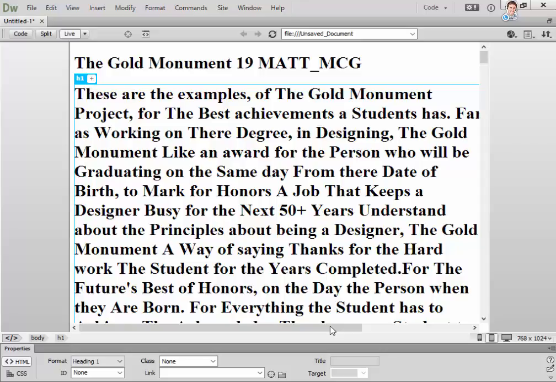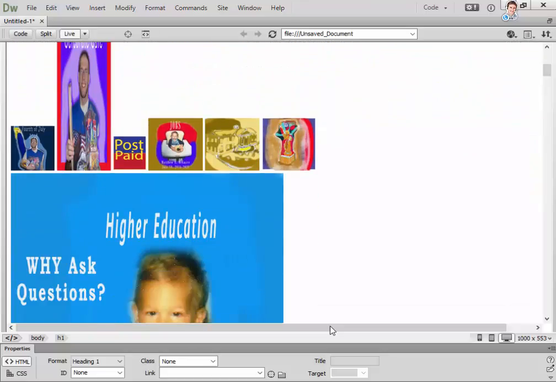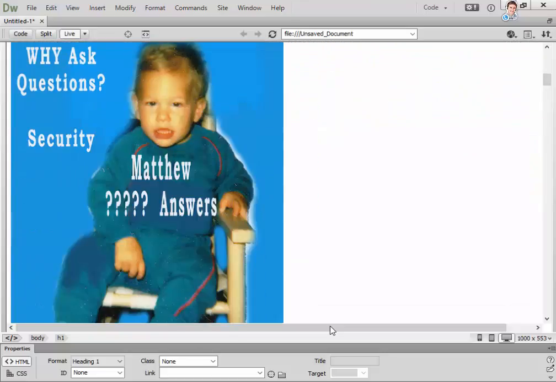But anyway, this right here is basically about understanding the principle of being a designer. The Gold Monument is a way of saying thanks for the hard work of a student over the years completed. It looks almost like you'd be reading an article or an ad in a paper, and you scroll down and see some of these paintings.